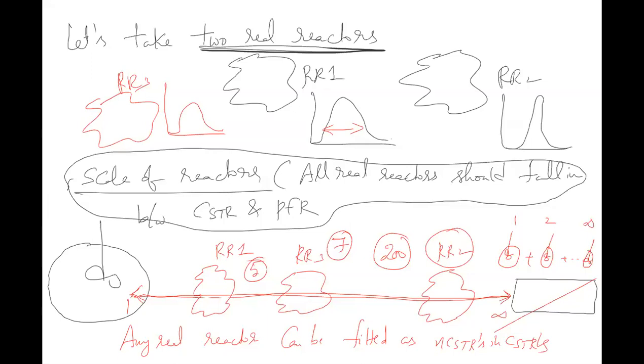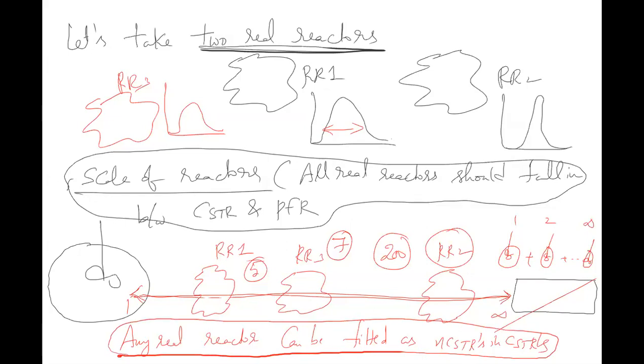Clear? So the statement I can make is any non-ideal reactor can be modeled as N CSTRs in series, but that N will vary. N depends upon the real reactor. Suppose I take real reactor 1, it can be modeled as 5 CSTRs in series. How do you say this? Because this real reactor's RTD and the RTD of 5 CSTRs look exactly the same. This is N equal to 5. Similarly, this real reactor's RTD and the RTD of 200 CSTRs will look exactly the same. That is how you fix the N CSTRs in series.